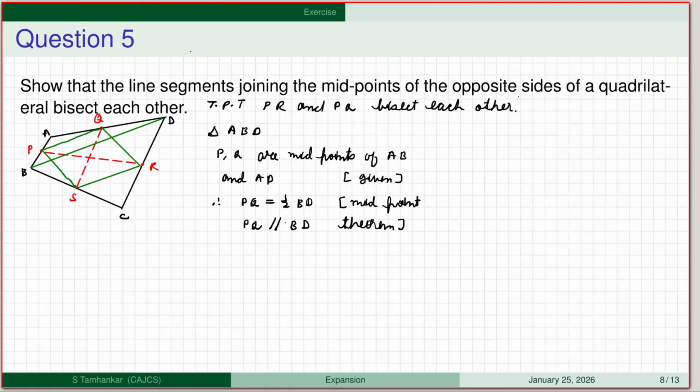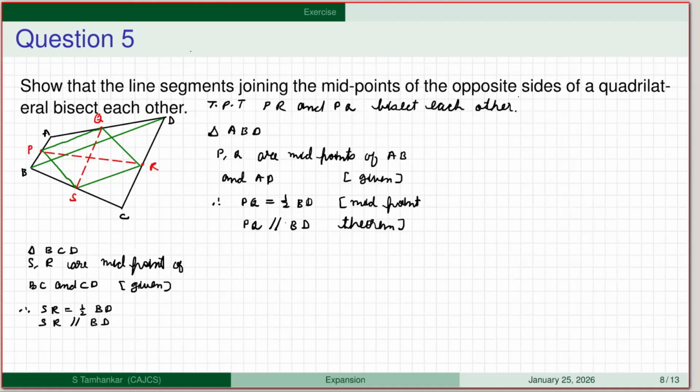Okay, now the same thing can be done for the other triangle, triangle BCD. In this, you have S and R are the midpoints of BC and CD. Okay, this is also given. So we get SR equal to half of BD. We get SR parallel to BD. Okay, again, the reason is midpoint theorem.